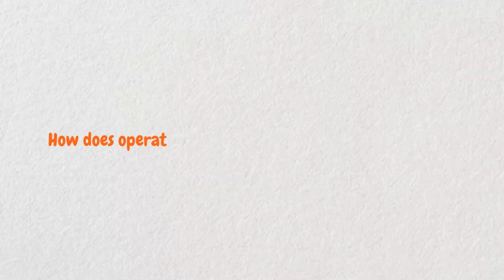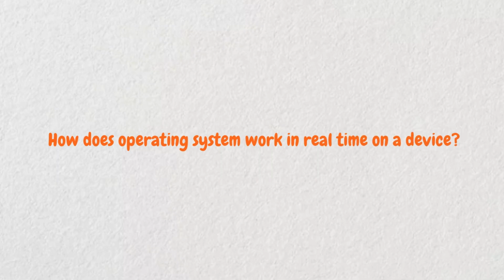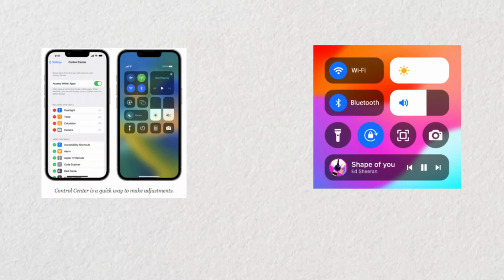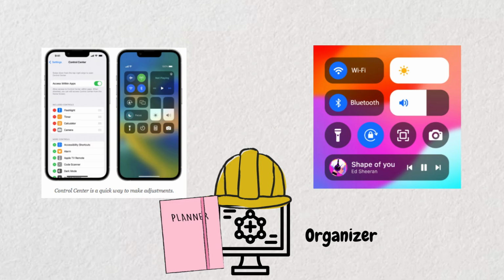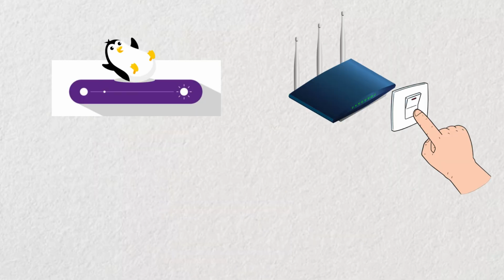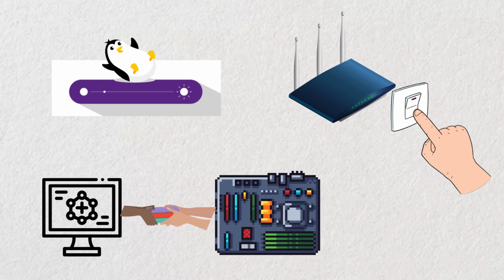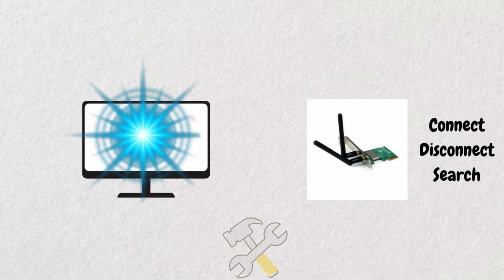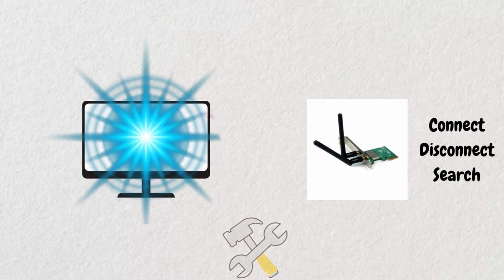Now let's look at how the operating system works in real time on a device. Opening settings. When you tap the Settings app, the OS immediately loads it into memory and prepares all the menus you need. Every button you see, from display to Wi-Fi to sound, is organized by the operating system. Adjusting brightness and Wi-Fi. When you slide the brightness bar or turn Wi-Fi on and off, the OS sends instructions directly to your hardware. It tells the screen to get brighter and the Wi-Fi chip to connect, disconnect, or search for networks.